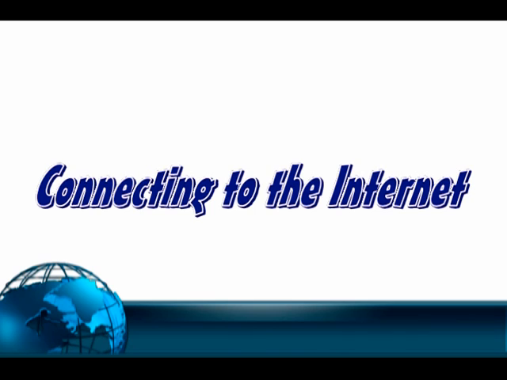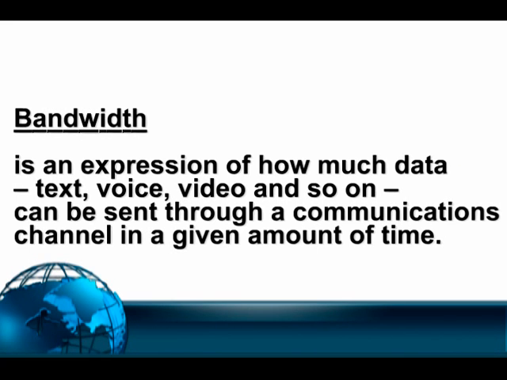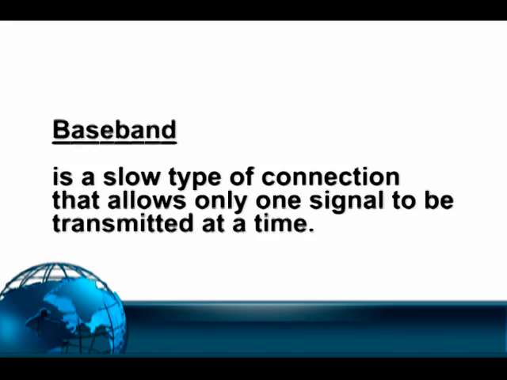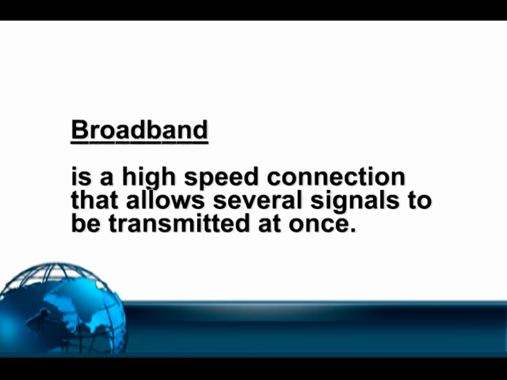Connecting to the Internet. Bandwidth is an expression of how much data, text, voice, video, and so on can be sent through a communications channel in a given amount of time. Baseband is a slow type of connection that allows only one signal to be transmitted at a time. Broadband is a high-speed connection that allows several signals to be transmitted at once.